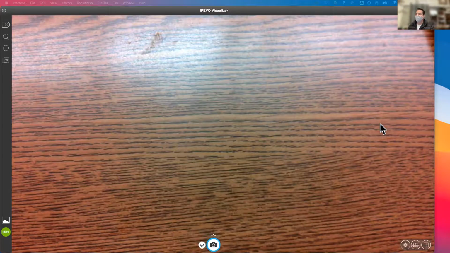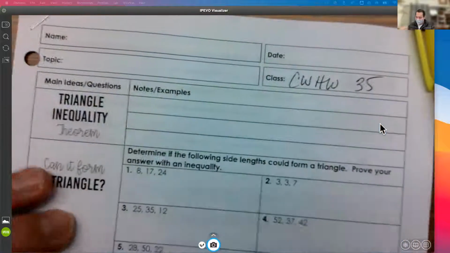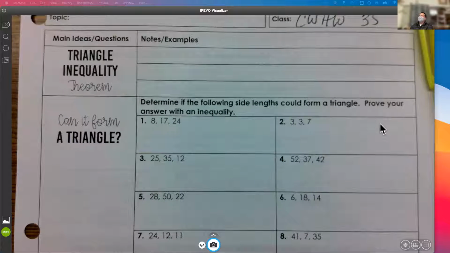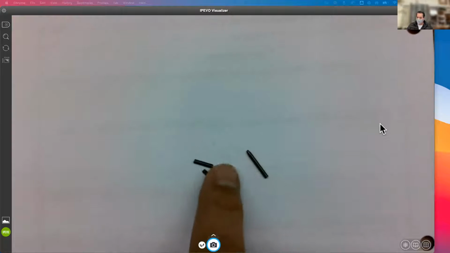Okay. This is what we're going to work on today. We're actually moving on to the next piece of this unit, which talks about other features of a triangle. So if I were to give you any three lengths, let's say I were to give you this length and this length and another length, could you make a triangle out of those three lengths?